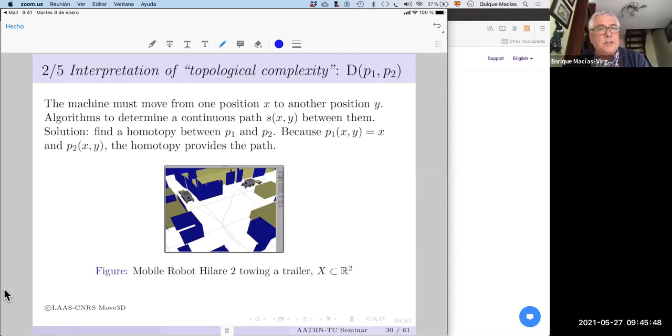After that you have the original interpretation of the topological complexity by Farber. You have a machine that must move from one position x to another position y, and you need algorithms to determine a continuous path between them. The solution is to find a homotopy between the two projections. This is the original definition of topological complexity, but there are more invariants which are included in our setting.